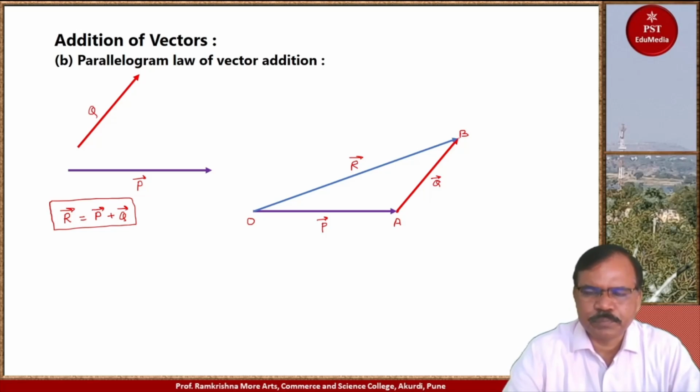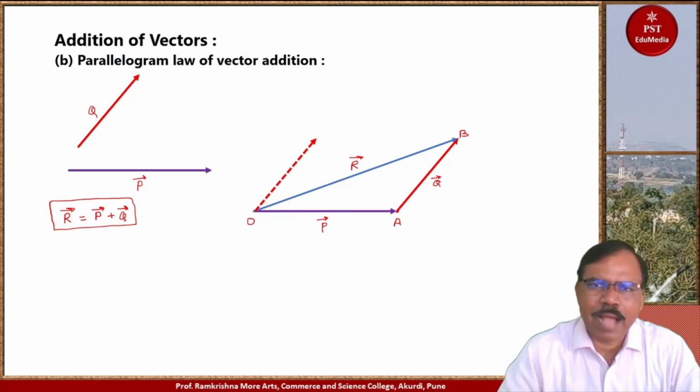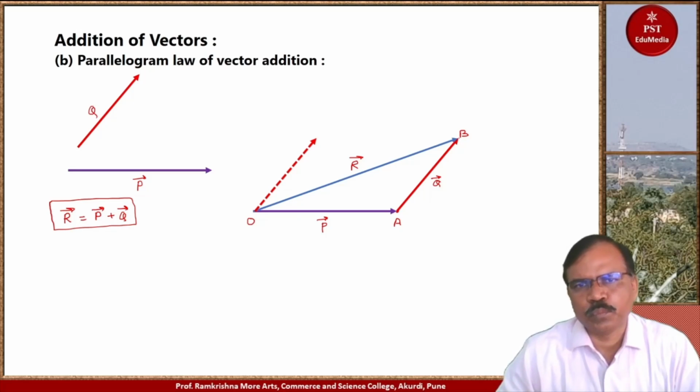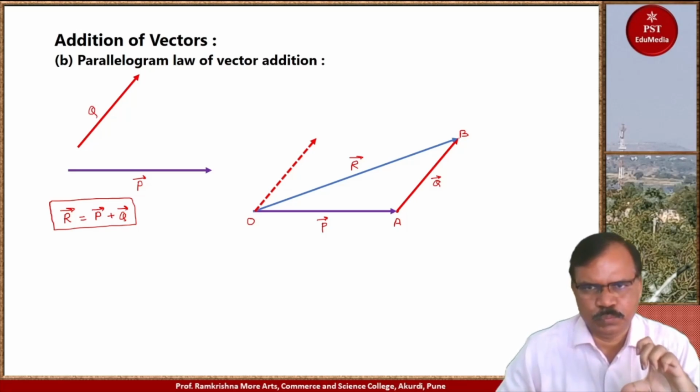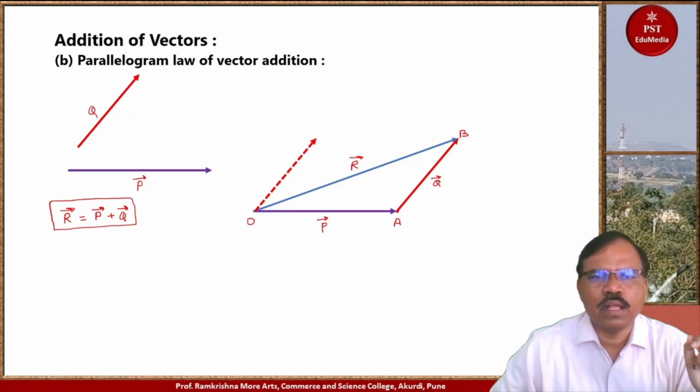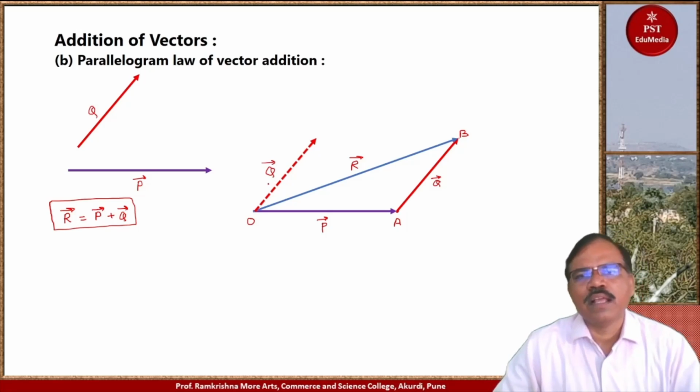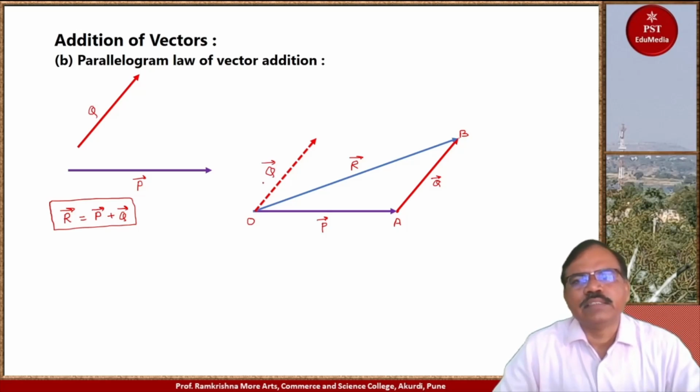Now suppose we take vector parallel to Q and having magnitude equal to Q, and start from O. So this is also Q because they are parallel, also having same magnitudes.